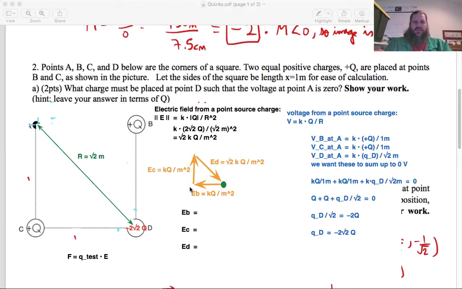It looks like EB is straight to the left. So what does that tell you about its components? That it just has an X component. Right. So that means its magnitude is its X component. It's kQ over m squared to the left and no Y component at all. However, since it's to the left, how should we treat that as an X component? Negative. Yeah, so negative kQ over m squared, comma 0. It has no Y component at all. What about EC since it's straight up? It has no X component, but it has a Y component. Right, so that'll be just 0, comma, and since it's up, that'll be positive kQ over m squared.